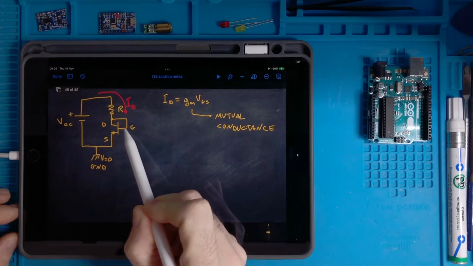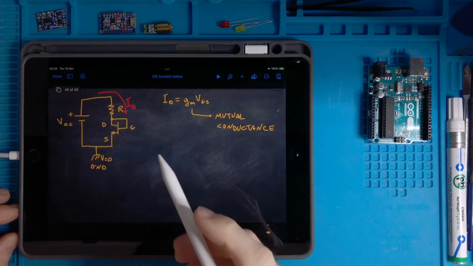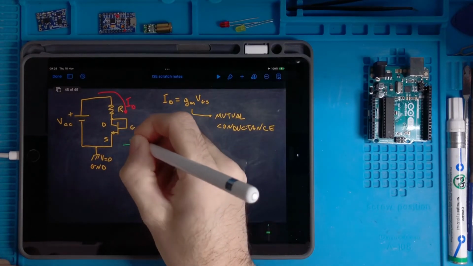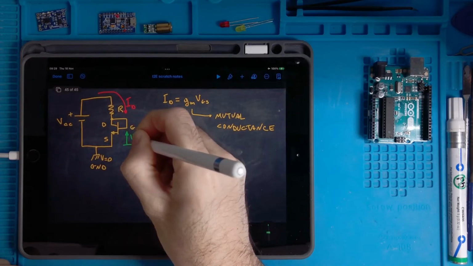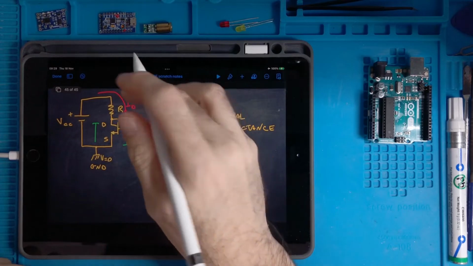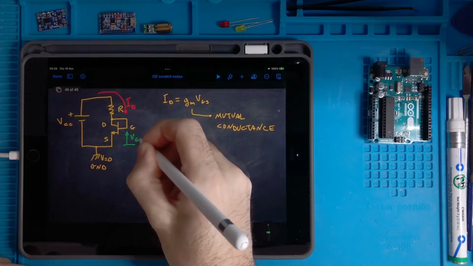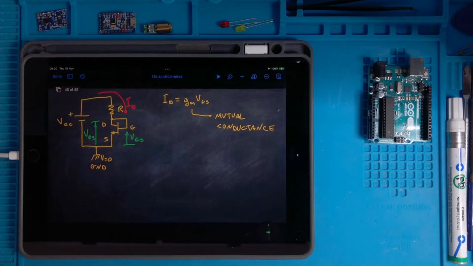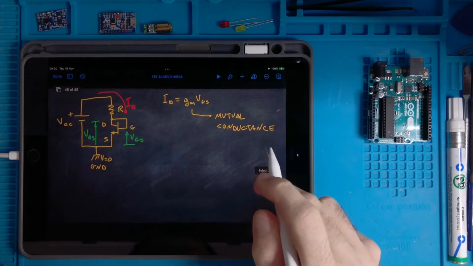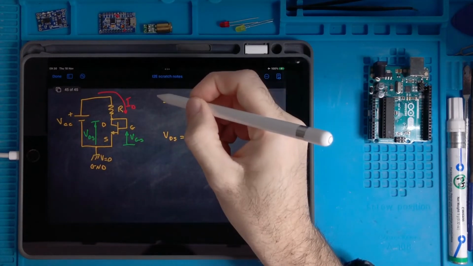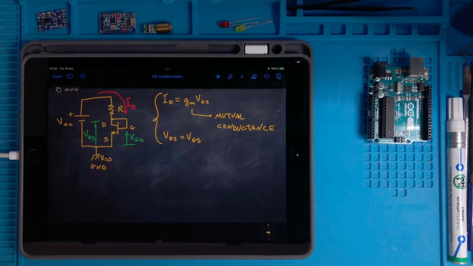Then, because of this connection, I connected the gate to the drain. So if I consider this voltage here, which I call VGS, from source to gate, and if I consider this other voltage VDS, I notice that they are the same because of that connection. So I can write that VDS equals VGS. Now I have these two equations that need to be satisfied.